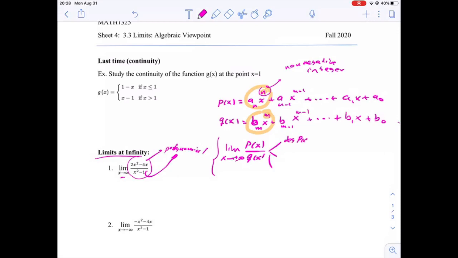the degree of p is less than the degree of q, then the ratio of the leading terms, and this is the leading coefficient, of the degree of q of x.